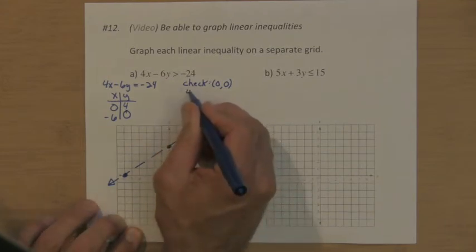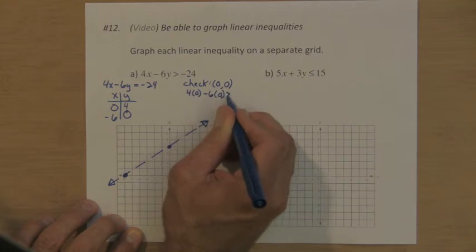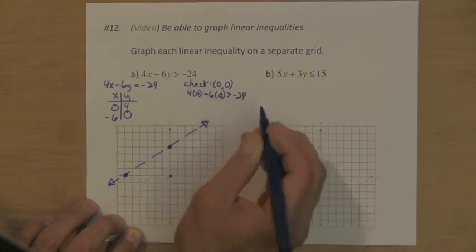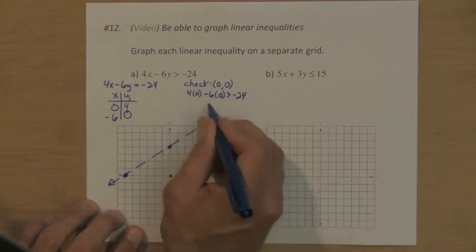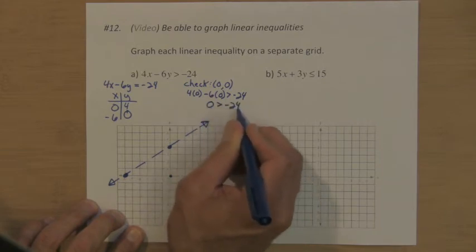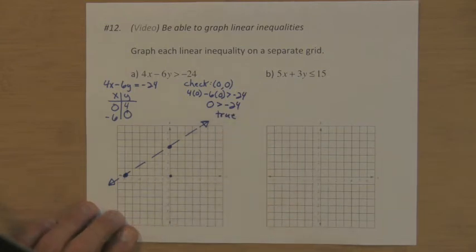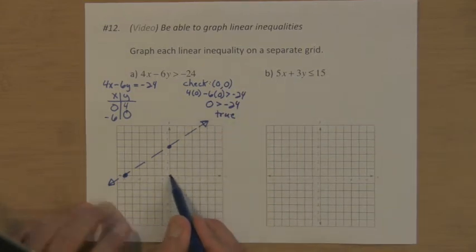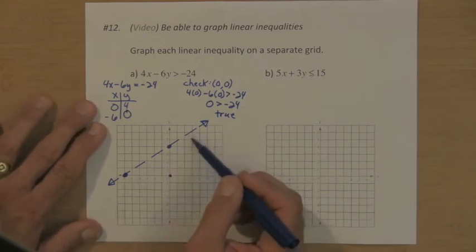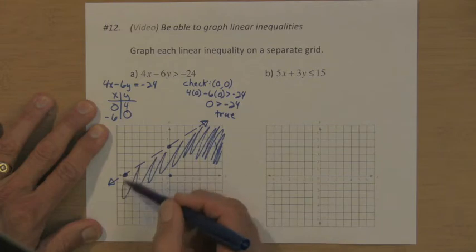If I put in 0 for x and 0 for y, I get 4 times 0 minus 6 times 0 is greater than negative 24. 4 times 0 is 0, minus 6 times 0 is 0. It says that 0 is greater than negative 24. Because that's true, that 0 is more than negative 24, that means that not only does this point work, but all the points down here work. So this is my solution. Everything down here. So I shade all the points down here.